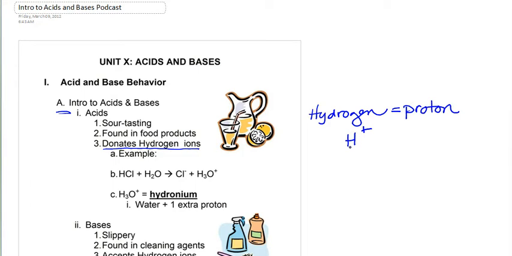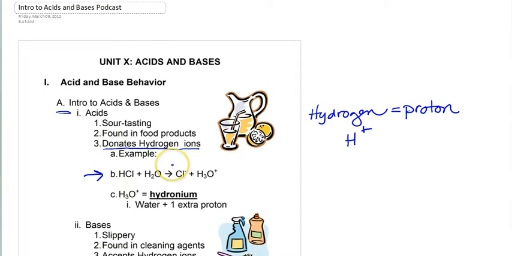So here, let's look at an example of a reaction. So we have hydrochloric and water forming chlorine ion and what is called hydronium ion. Now, if you don't already know, hydronium is water plus one extra proton, which is why it's H3O+. Now, what you're going to need to be able to do is look at a reaction like this and be able to identify what is the acid, what is the base. And let's talk about that first.